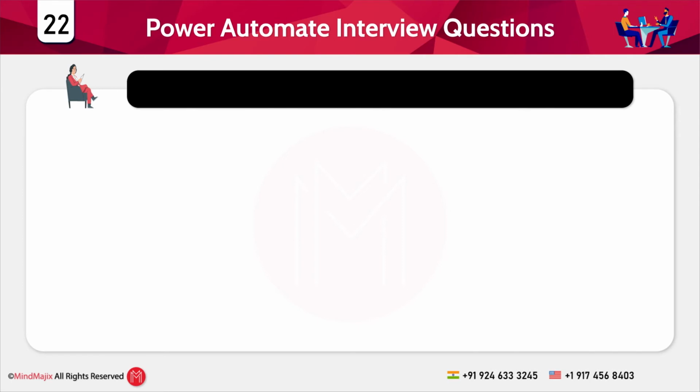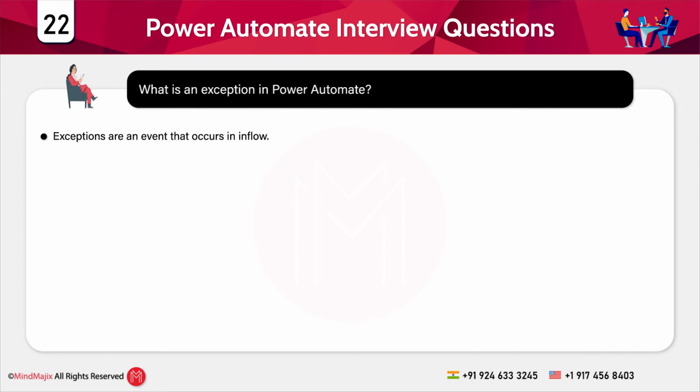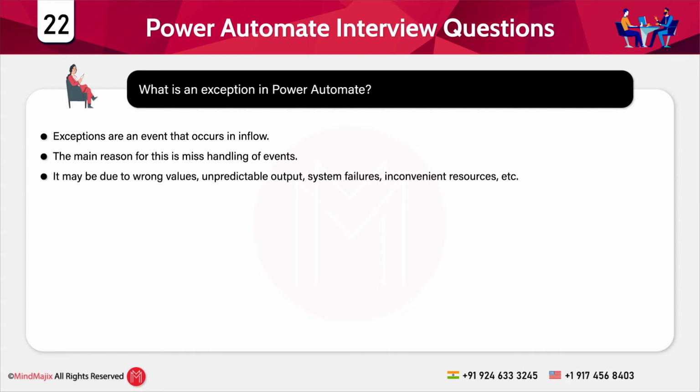The next question is, what is an exception in Power Automate? Exceptions are events that occur in a flow. The main reason for this is mishandling of events. It may be due to wrong values, unpredictable output, system failures, inconvenient resources, and so on. All these events create disruption in the flow, which results in slower processes. This mechanism permits Power Automate to manage and retrieve data from unexpected errors.